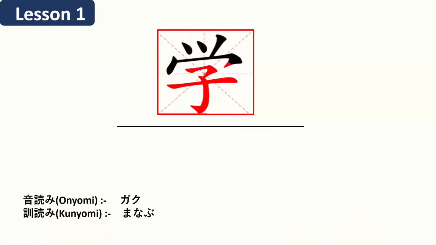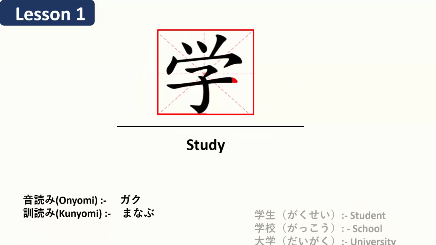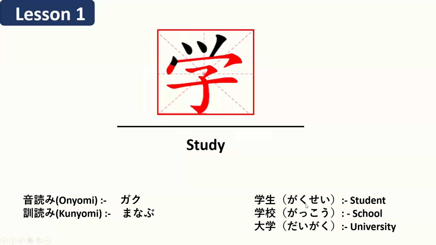Onyomi is gaku. Kunyomi is manabu, study. Gakusei, student. Gakko, school. Daigaku, university.